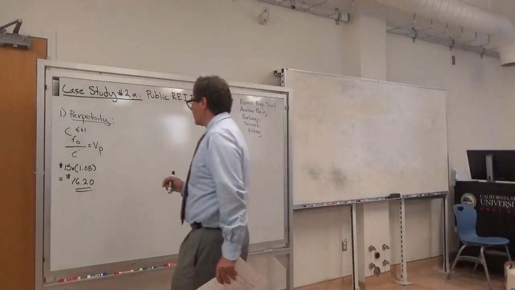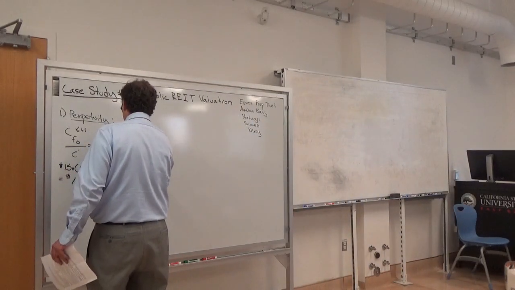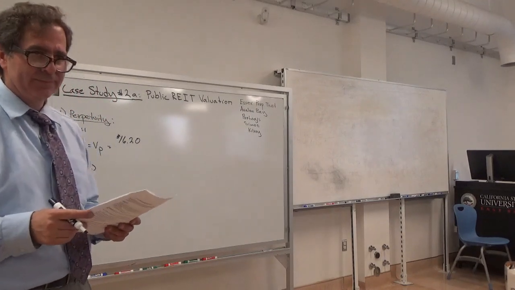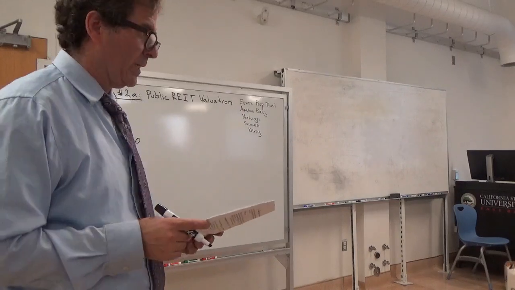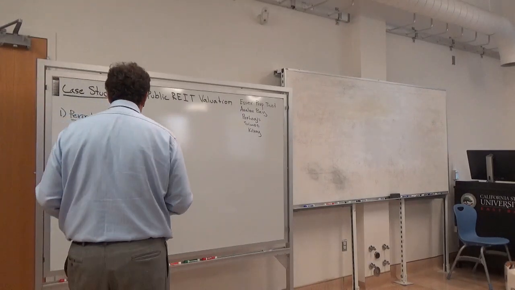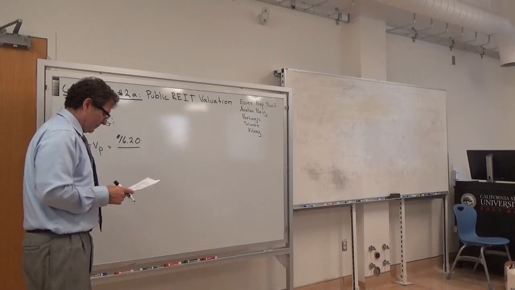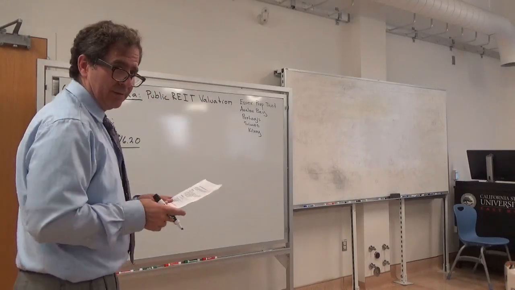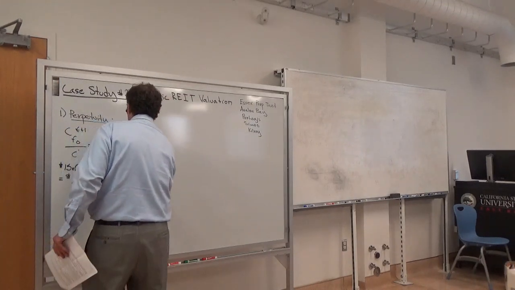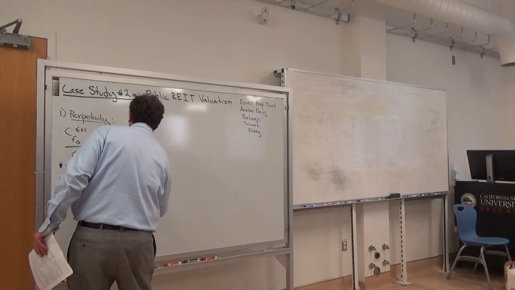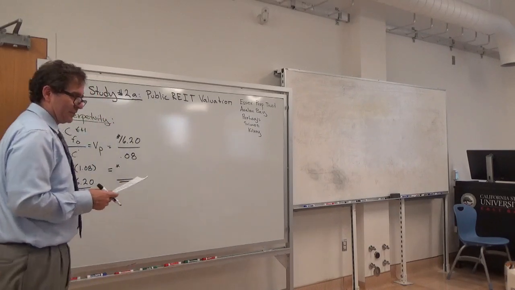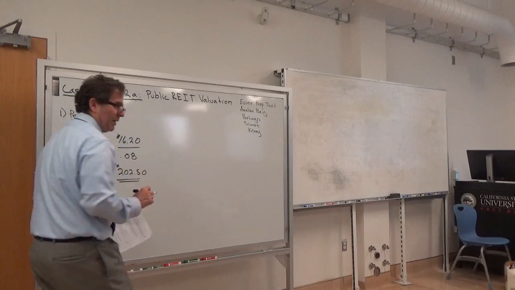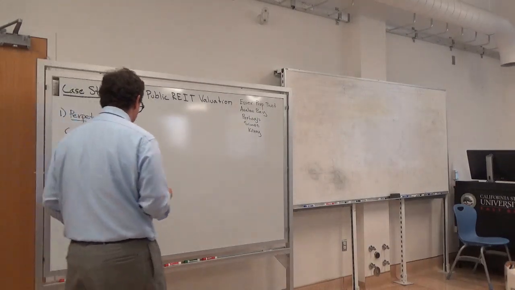Okay. What do I do with that? How do I get the valuation? Divide by what? Yeah, the expected return of 8%. Okay, and that's going to give us what? 202.50. Is that correct? Yes. Okay, got it. What's the next method?